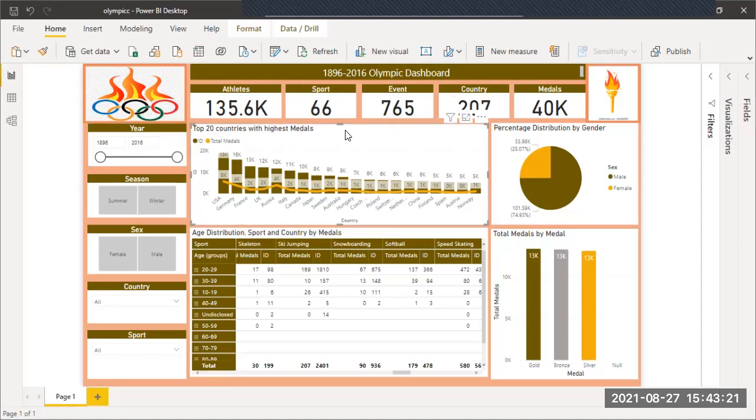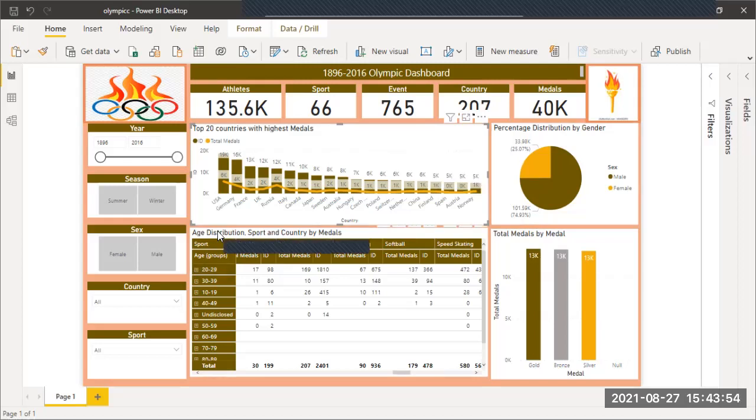The first chart here highlights the top 20 countries with the highest medals. It's USA topping the chart, followed closely by Germany and France. The next chart shows the percentage distribution by gender. You can see from the charts that we have more male participants than female athletes, with a ratio of about 74.9 to 25.0 for the females.